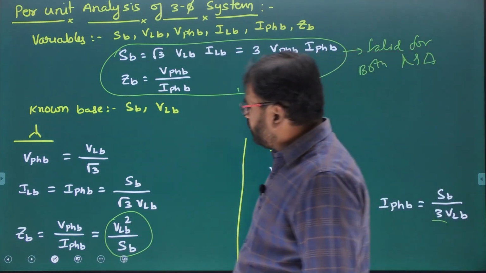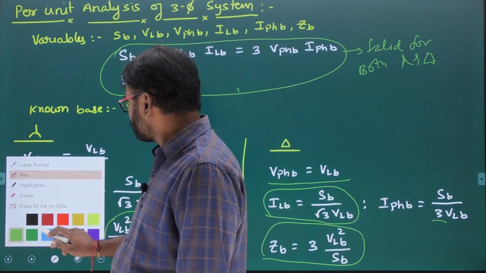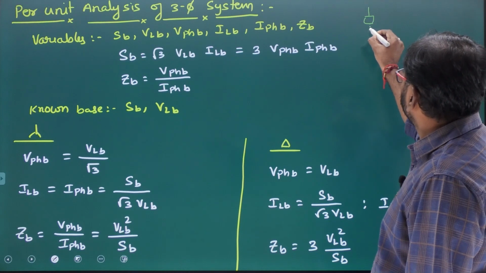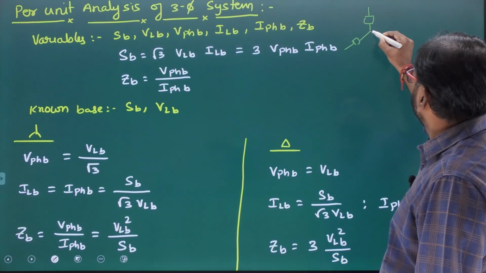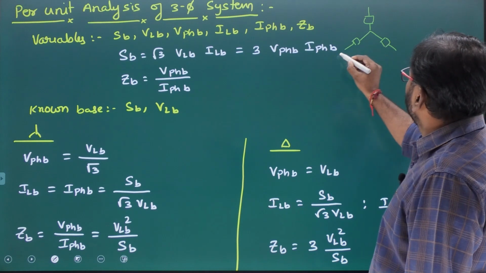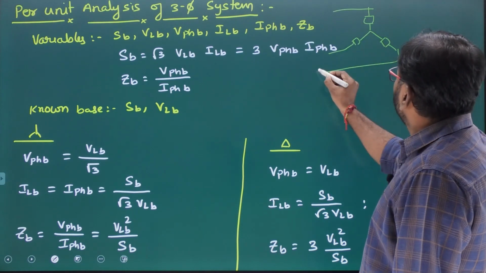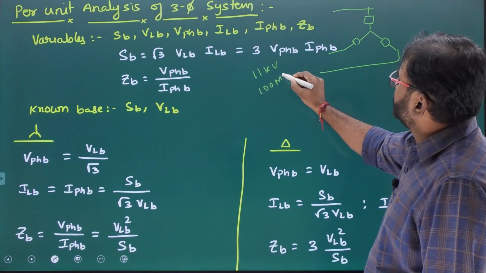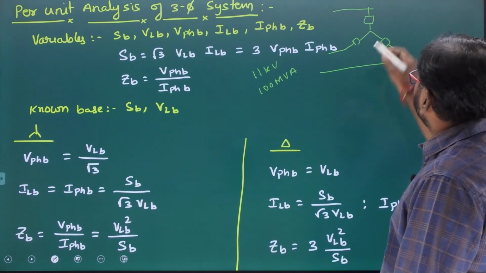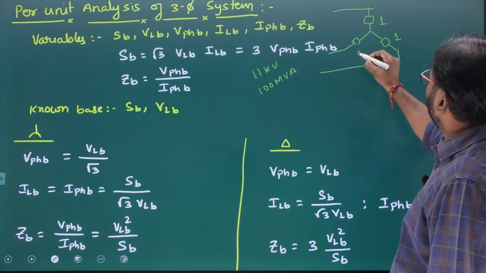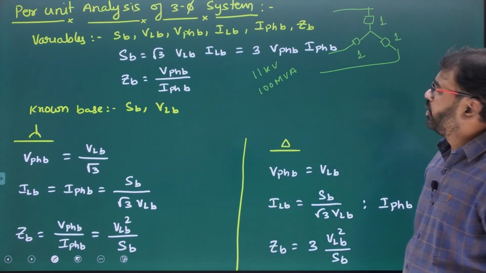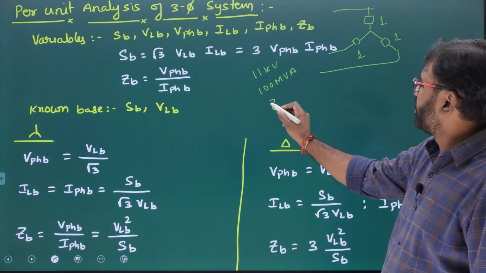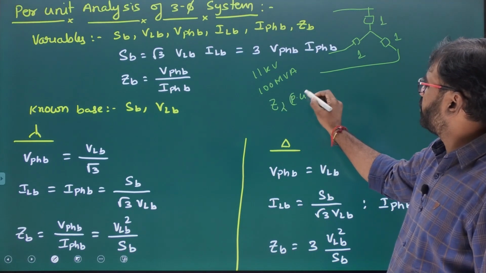Okay, so the simple example here is, for example, we have a star connected load, which is supplied from an 11 kV 100 MVA system, and here the resistance is 1 ohm. A star connected load, resistance is 1 ohm, which is supplied from an 11 kV 100 MVA system. What is Z star per unit?